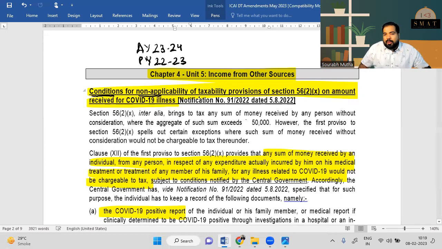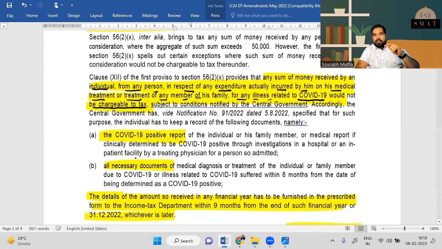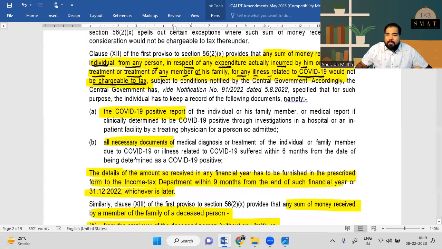Conditions for non-applicability of taxability provisions under section 56(2)(x), which we know as gift tax, on amount received for COVID illness. Any sum received by an individual from any person in respect of any expenditure actually incurred by him on his medical treatment or treatment of any member of his family for any illness related to COVID would not be chargeable to tax. So congratulations, if you get more than 50,000 here, you will not be taxed. But you need a positive report, you need all the necessary documents.